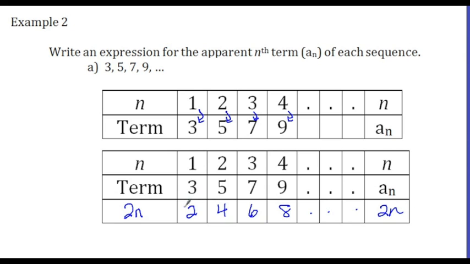Okay, now if I compare 2 to 3, 4 to 5, 6 to 7, 8 to 9, I am adding 1 every single time to get to those, aren't I? So my formula is going to be 2n plus 1 as my a sub n.